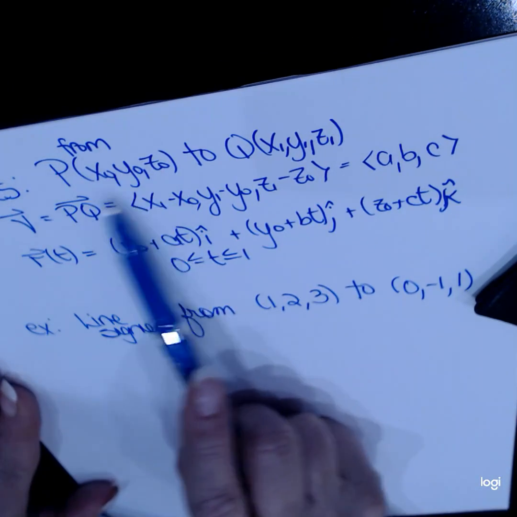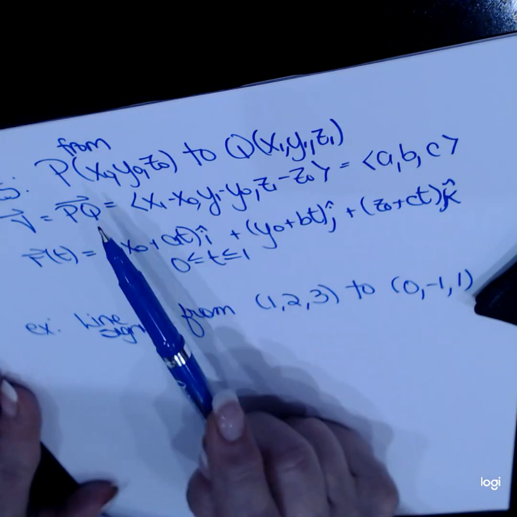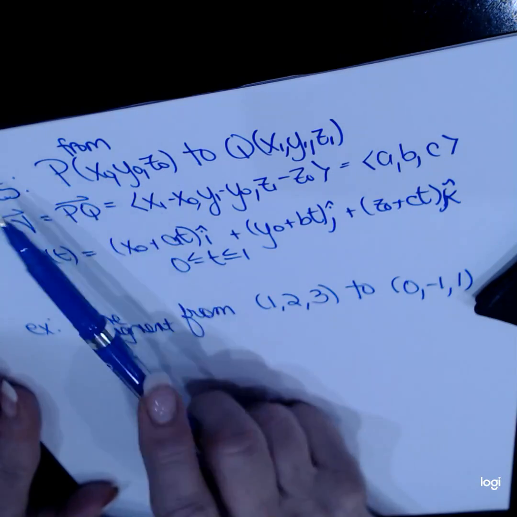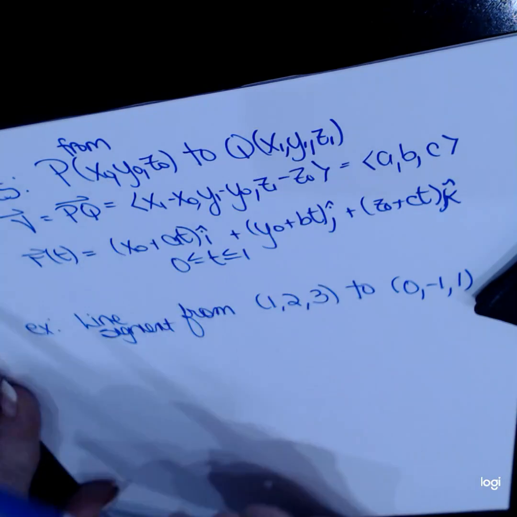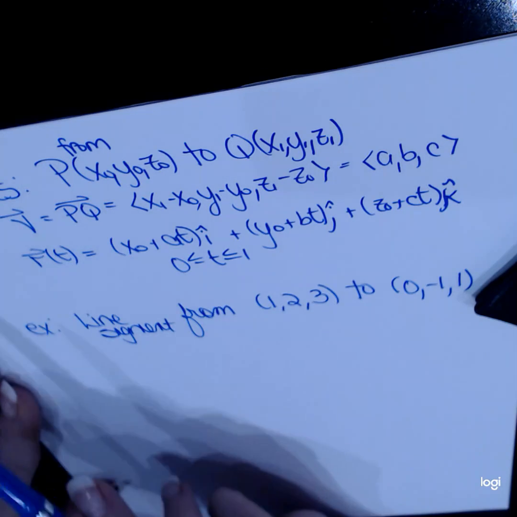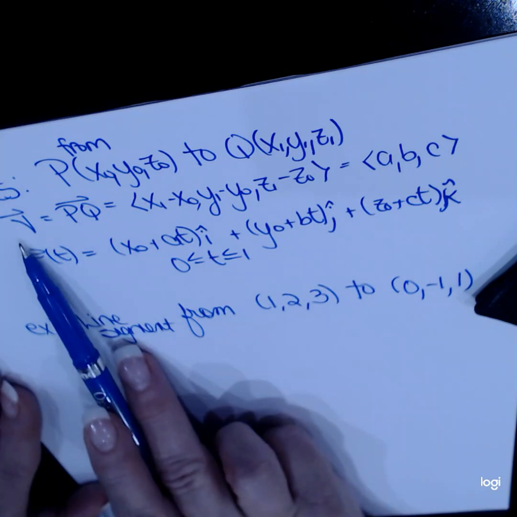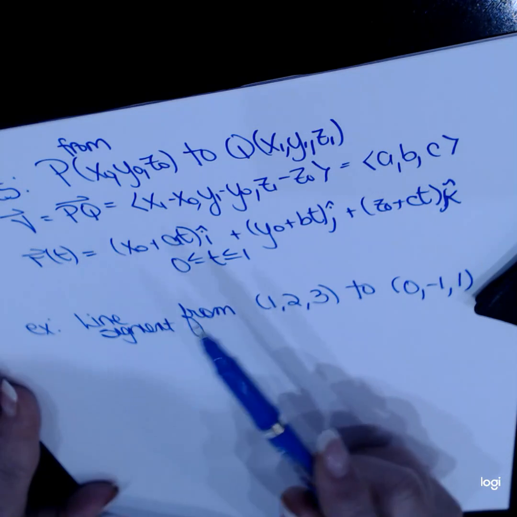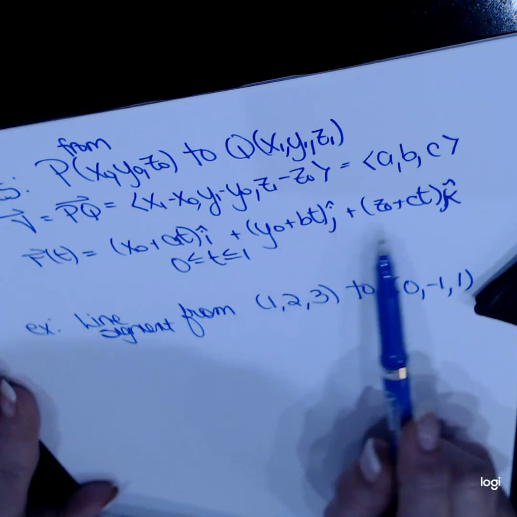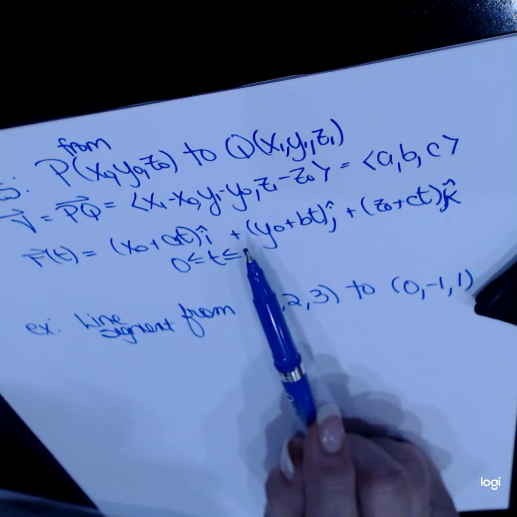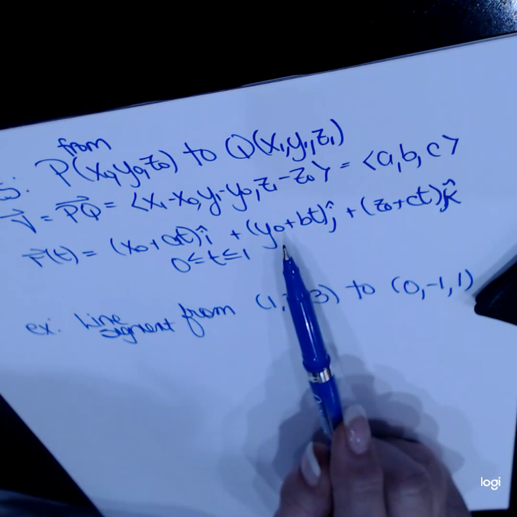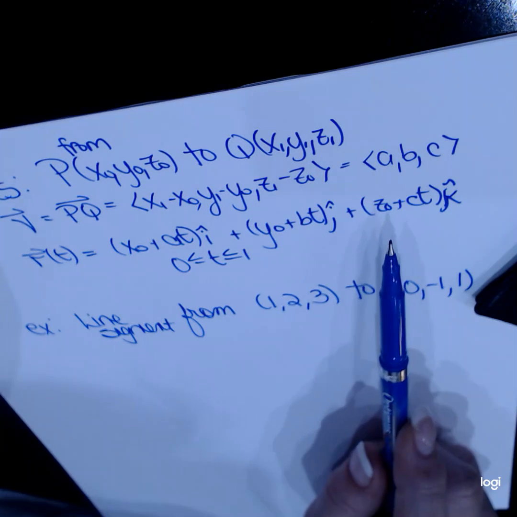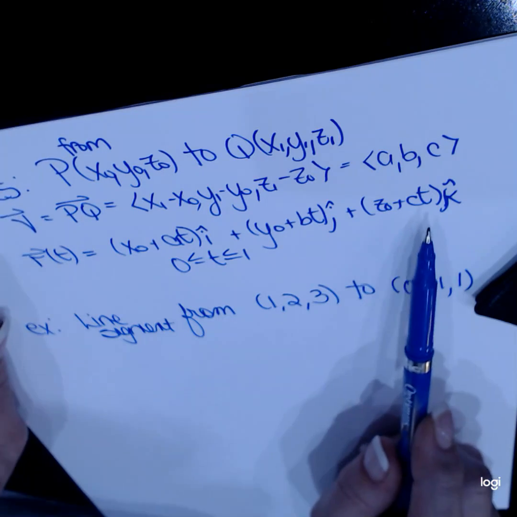When we are given a line segment from a given point P to a given point Q, we're going to determine this direction vector and then go back to using the parametric equations for lines: x equals x naught plus at, y equals y naught plus bt, and z equals z naught plus ct.